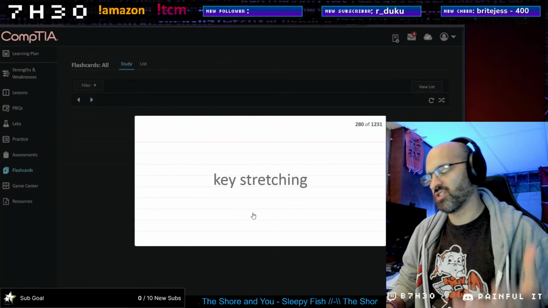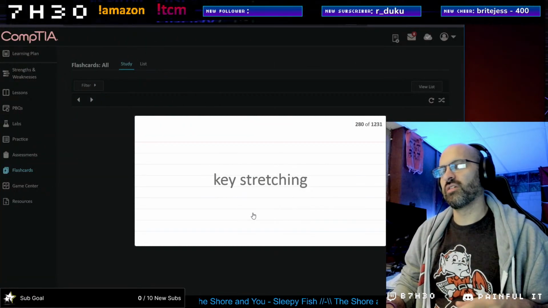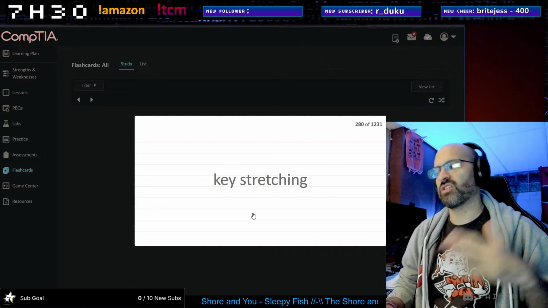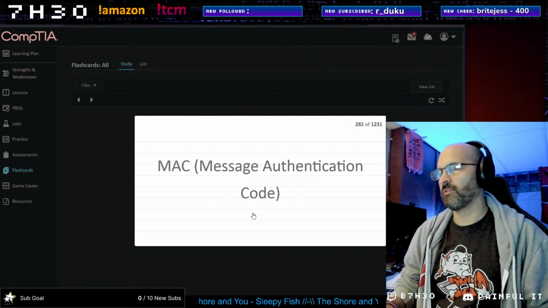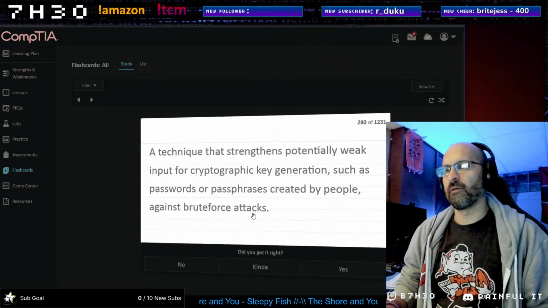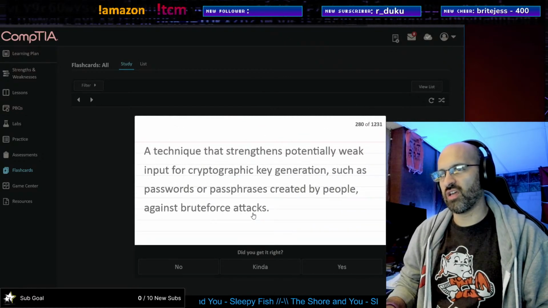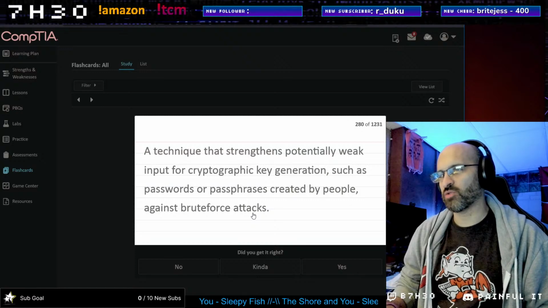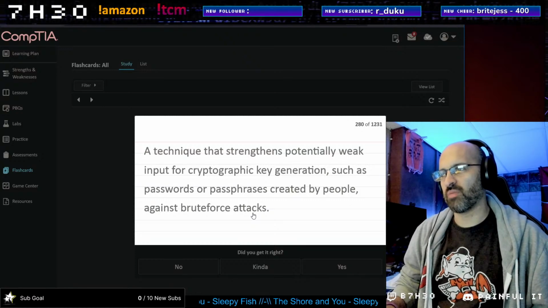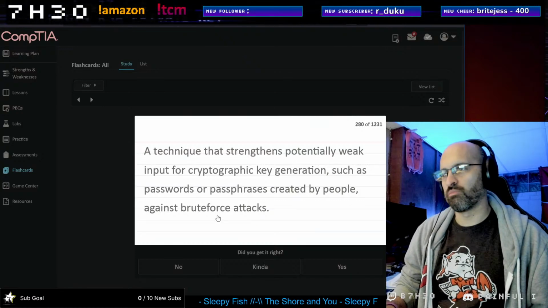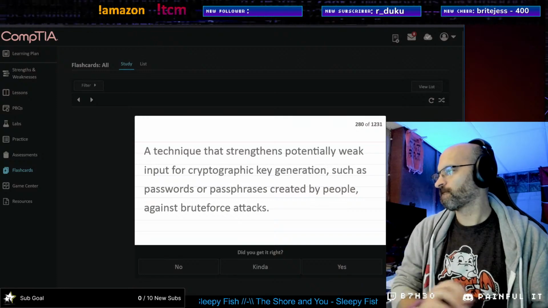Key stretching. Okay, this is where you hash it, encrypt it, hash it, encrypt it, and so on. A technique that strengthens potential weak input for cryptographic key generation, such as passwords or passphrases created by people, against brute force attacks.